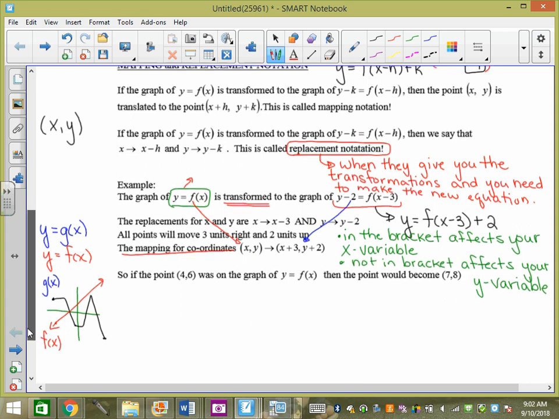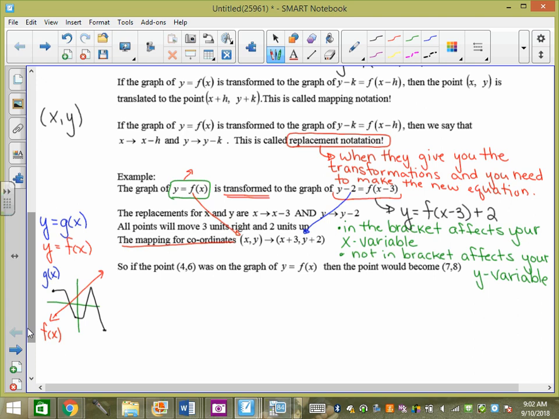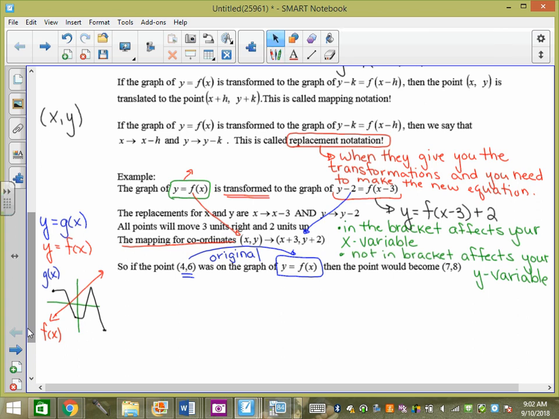Okay. So if the point 4, 6 is on the graph of y equals f of x, so 4, 6 is on the original. That's what they're saying. And we have to read thoroughly because sometimes they'll give us a point on the new and they want the original point back. So we have to read very closely as to what they're giving us and what they want. So if the point 4, 6 was on the original y equals f of x, then the point would become 7, 8 on the new.